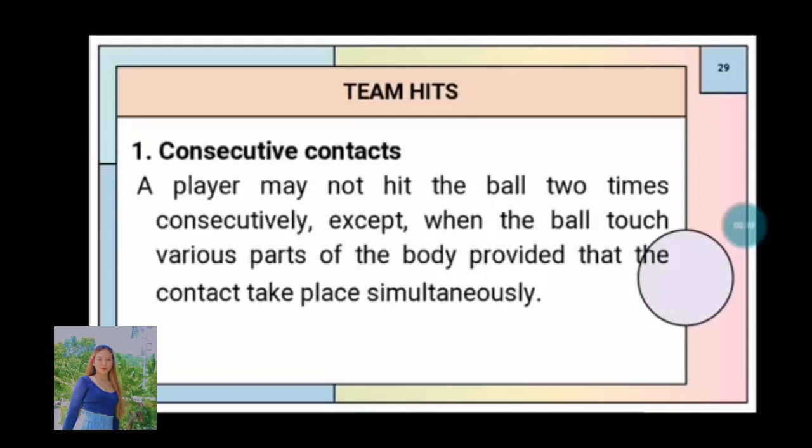Number 1, consecutive contacts. A player may not hit the ball 2 times consecutively, except when the ball touches various parts of the body, provided that the contact takes place simultaneously. Each team is allowed a maximum of 3 successive contacts of the ball in order to return the ball to the opponent's area. If your team goes beyond 3 hits, the team commits the fault of 4 hits.